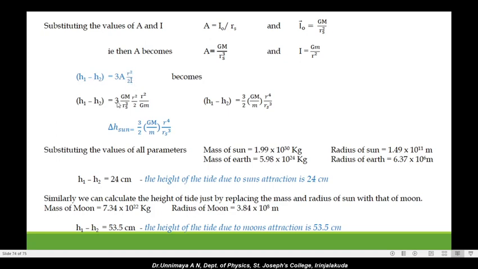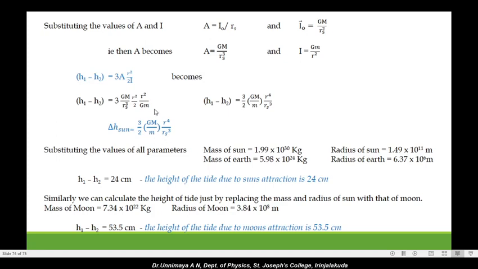Then we will have 3 into a is GM by rs cube, r square by 2. What is 1 by I? 1 by I is r square by GM. Then we will have h1 minus h2 is equal to 3 by 2 G capital M by small m into r square by rs cube. So this h1 minus h2 is taken as delta h. Delta h means h1 minus h2, the height of the water well due to the sun's gravitational field, is 3 by 2 G M by m r square by rs cube.